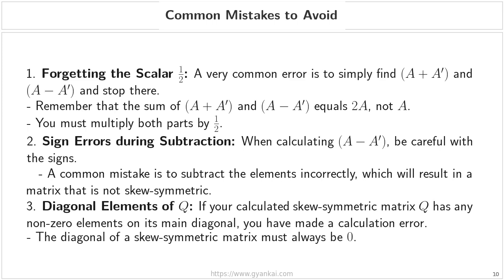Finally, always check the diagonal elements of your skew-symmetric matrix, which we have labeled as Q. If you find any non-zero elements on the main diagonal of matrix Q, you can be certain that a calculation error has occurred. As a rule, the diagonal of a skew-symmetric matrix must always consist of zeros. By keeping these 3 points in mind, you can ensure your decompositions are accurate. Now, let us move to the final slide to summarize our key takeaways.